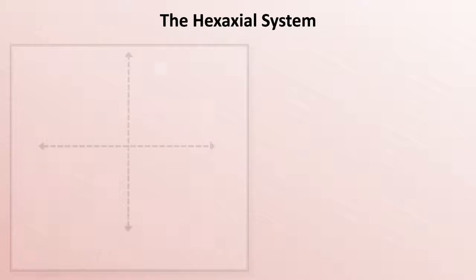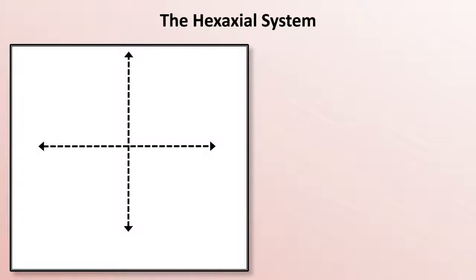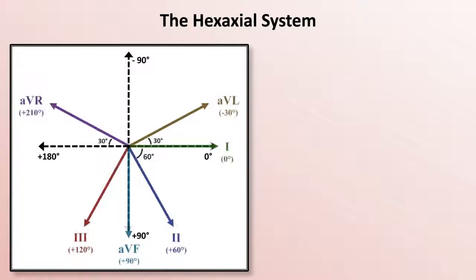Imagine a two-dimensional plane using polar coordinates such that 0 degrees is defined as pointing to our right but the patient's left, and positive 90 degrees is pointed straight down. Now superimpose the directions of those 6 limb leads. This is the hexaxial system.